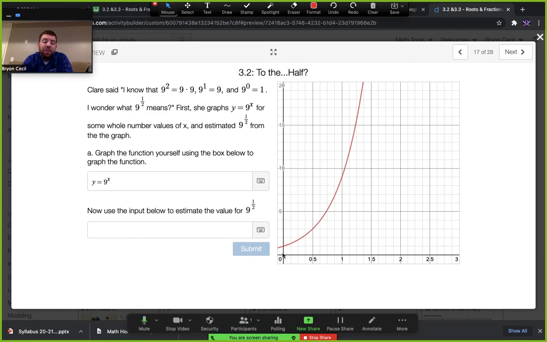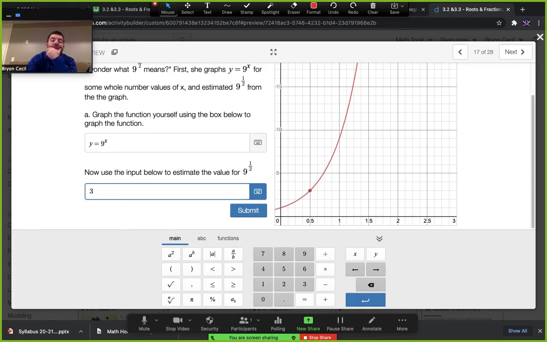But that's not what you're looking for. You're looking for at 9 to the 1/2, where am I at, right? So remember, the exponent is the input. So when I look here, I've got my half, and I come up 1, 2, 3. So we know that it is 3. At least an estimate.